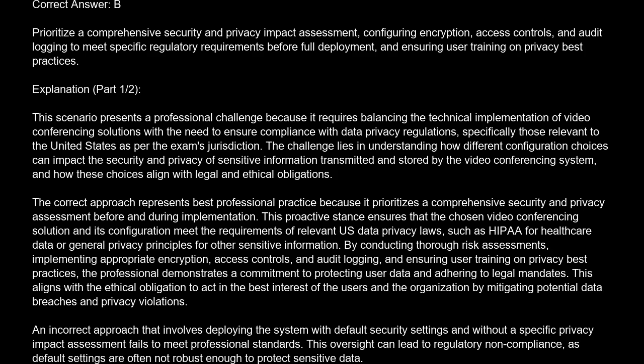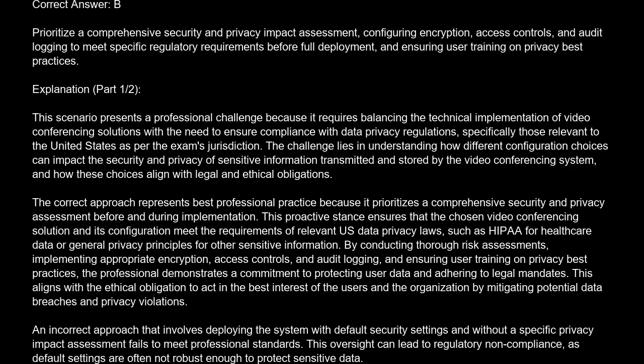By conducting thorough risk assessments, implementing appropriate encryption, access controls, and audit logging, and ensuring user training on privacy best practices, the professional demonstrates a commitment to protecting user data and adhering to legal mandates. This aligns with the ethical obligation to act in the best interest of the users and the organization by mitigating potential data breaches and privacy violations.